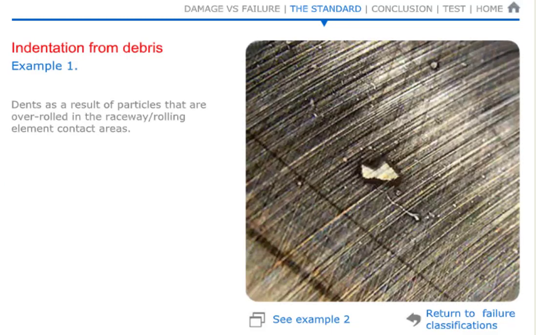Indentation from debris results from foreign particles or contaminants that have gained entry into the bearing and which are rolled into the raceways by the rolling elements. The size and shape of the dents will depend on the nature of the particles. The raceway geometry at the dent is destroyed and lubrication is impaired. Stresses arise at the surface and fatigue leads to premature spalling of the surface.